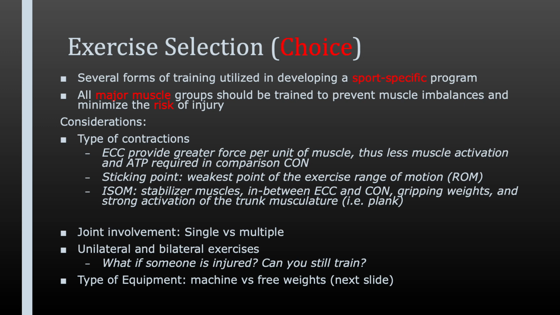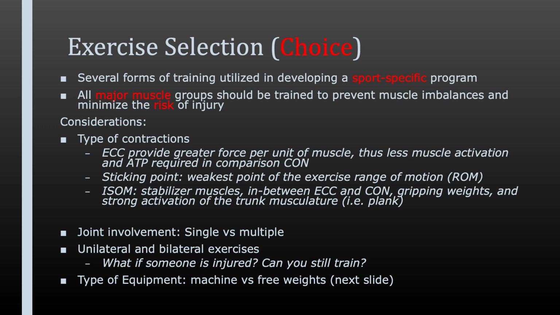Unilateral and bilateral. What if someone is injured? Can they still train? So unilateral is simply a single leg or single arm, where bilateral means two, where we're standing on two legs or using both arms at the same time. If someone's injured, can they still train? Sure, if they have been cleared to do so.